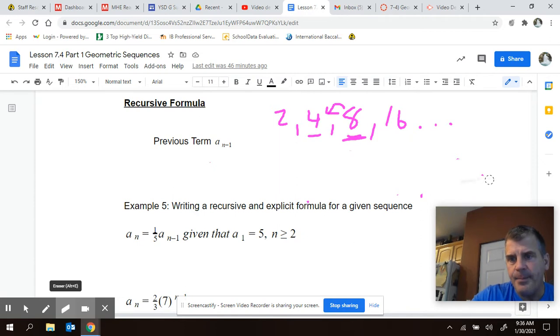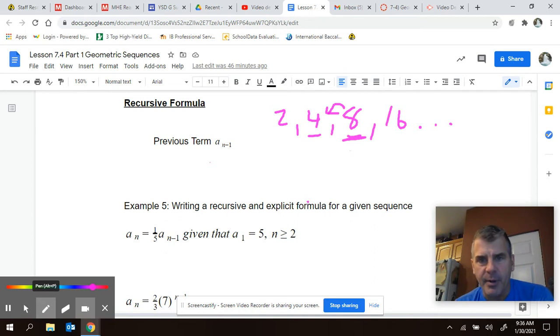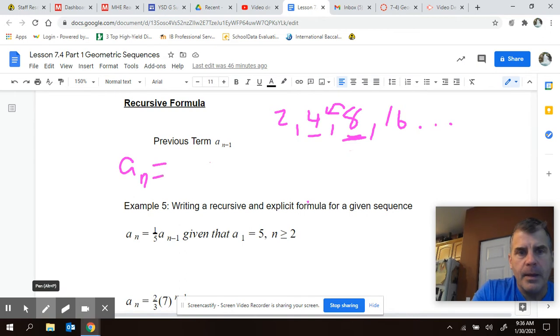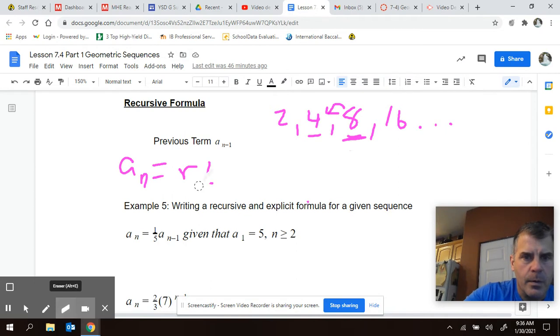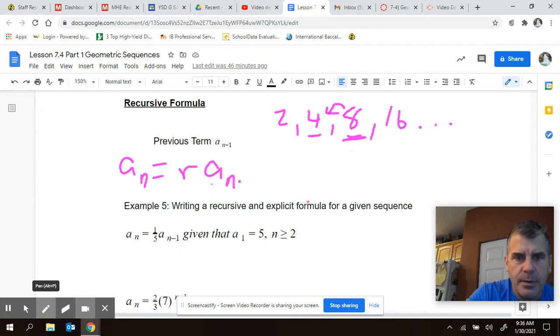But before we do that, let's tackle this example that's in the book. Let's write the recursive formula for this 2, 4, 8, 16. So all recursive formulas that are geometric are of the form a sub n equal to r times the previous term. This should absolutely make so much sense.